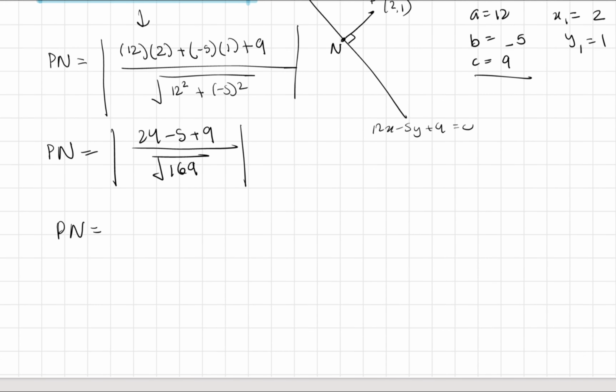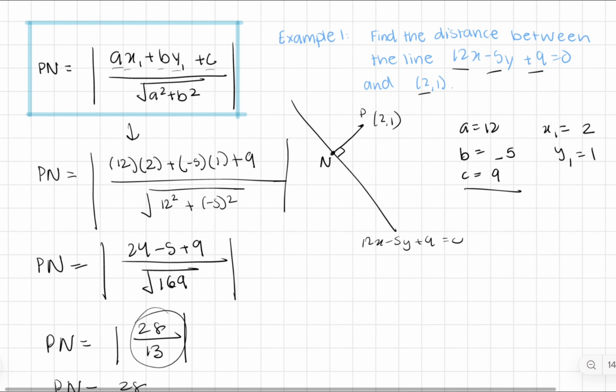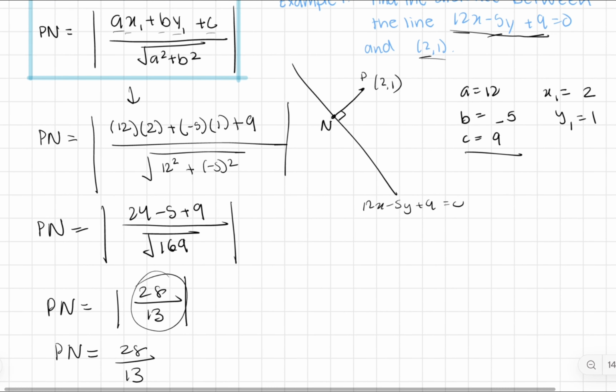Further simplifying this, we get the top part is equal to 28. The bottom part is equal to 13. And now we see that 28 over 13, we take the positive value of that, which is just 28 over 13. Therefore, the distance between the line 12x minus 5y plus 9 equals 0 and (2, 1) is 28 over 13.